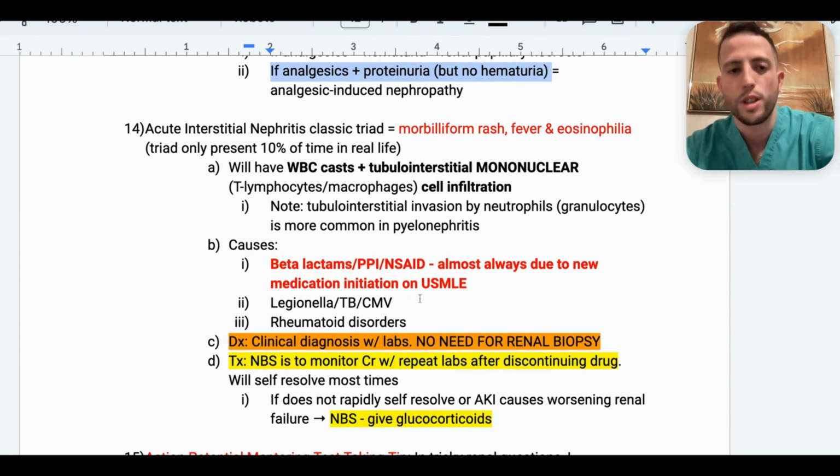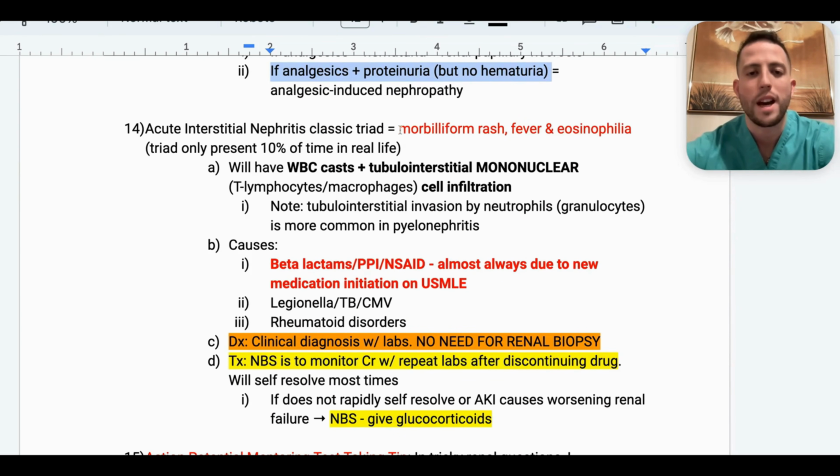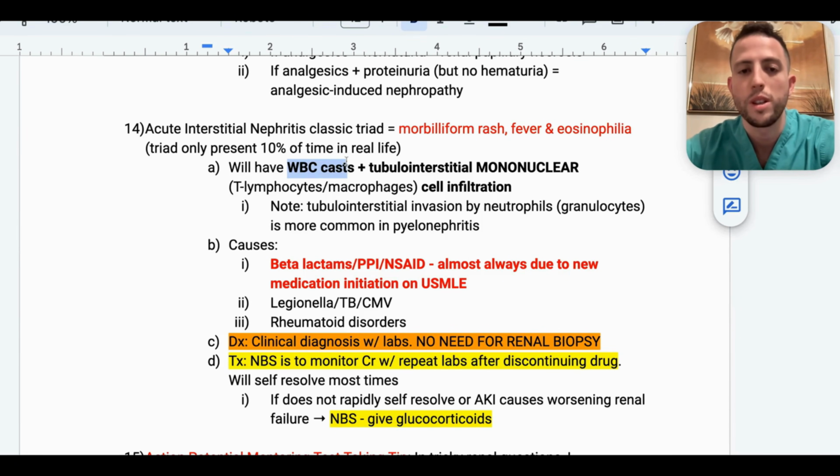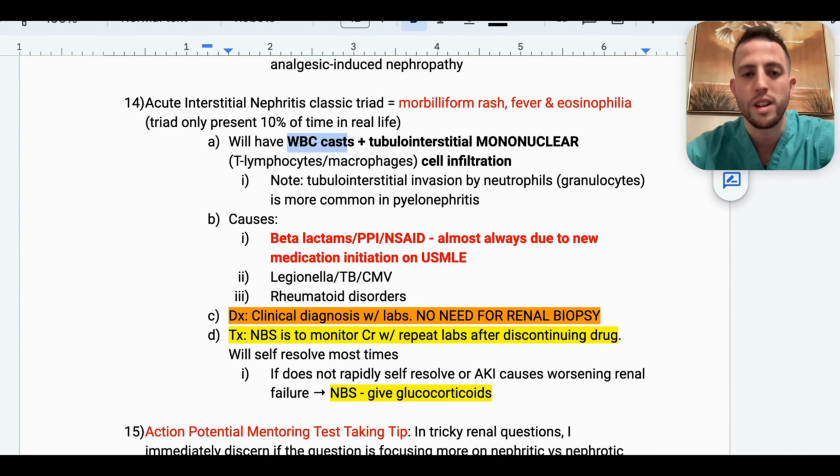Moving on to acute interstitial nephritis. The classic triad is going to be a morbilliform rash, fever, and eosinophilia. In real life, you're rarely going to see all three of these. It's like a 10% chance, but on the USMLE, they'll oftentimes give you the rash, fever, and eosinophilia. They will have white blood cell casts with tubulo-interstitial mononuclear cell infiltration. So that's going to be your T lymphocytes and macrophages. It's important to note that tubulo-interstitial invasion by neutrophils, on the other hand, is more common with infection, so pyelonephritis.